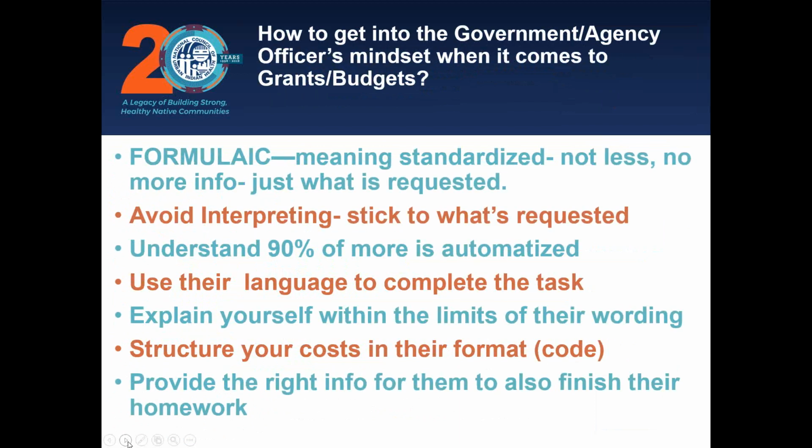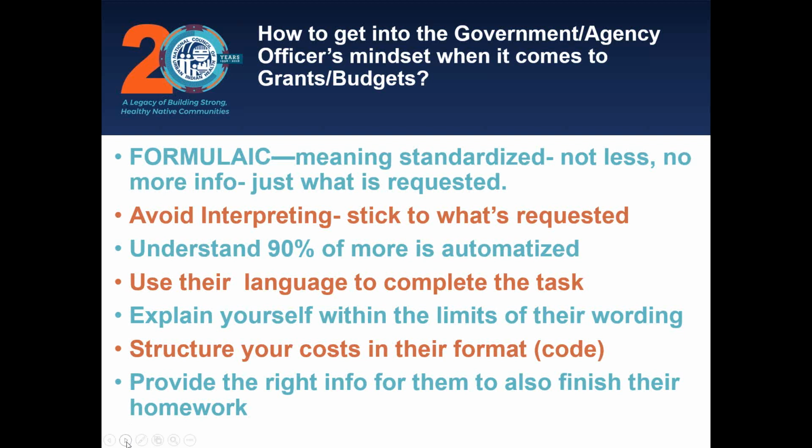Okay, so let's go back to what we were doing. How to get into the government agency mindset when it comes to grants and budget. Sometimes when you start writing grants and you're a junior program officer or assistant, you tend to think, or I would tend to think when I was younger, that the most innovative idea is going to capture their attention and give you an edge. And it may actually, but in reality, the first thing they are going to be looking at is that you comply with everything. So they will not look at your ideas or innovations if you're not complying with everything.